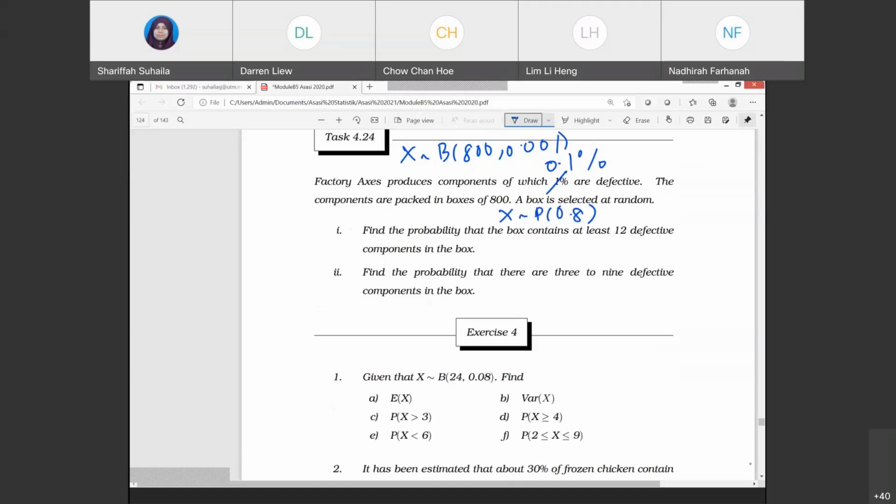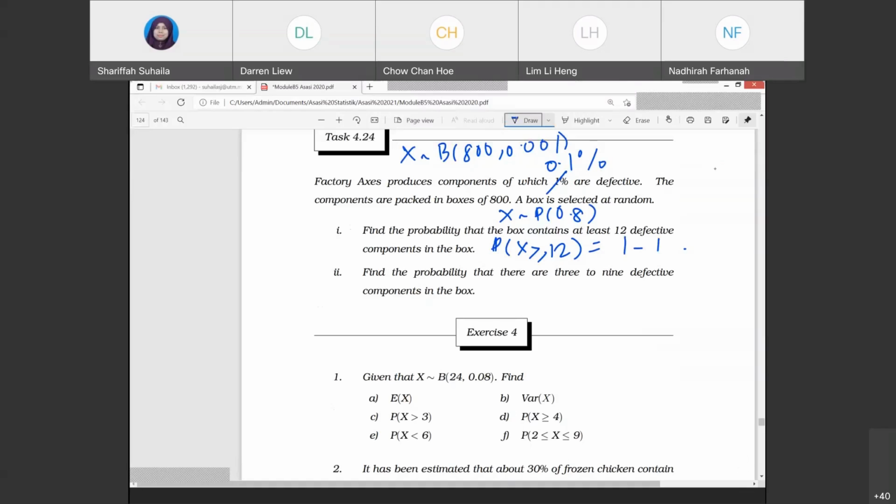Okay. So you want to find the probability that the box contain at least 12 defective. So again, if you have lambda 0.8, at least 12. So dapat apa tu? What is your answer for this one? 1 ke 0? Last answer. You get either 1 or you get either 0. Probability X greater. Okay, 0, yeah. So that's mean 1 minus 1 lah.